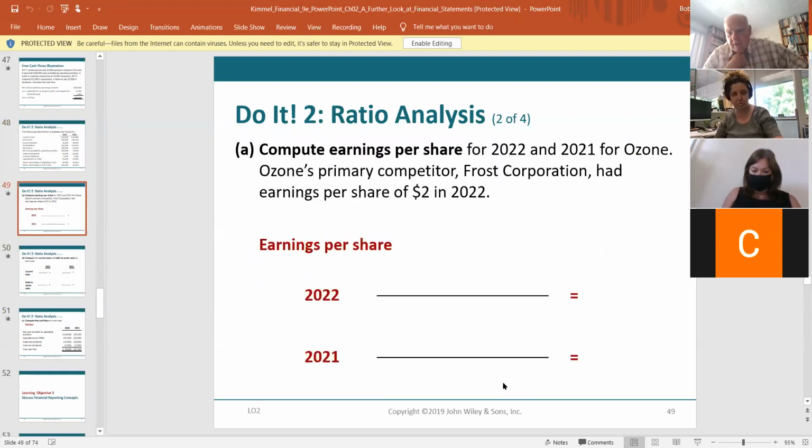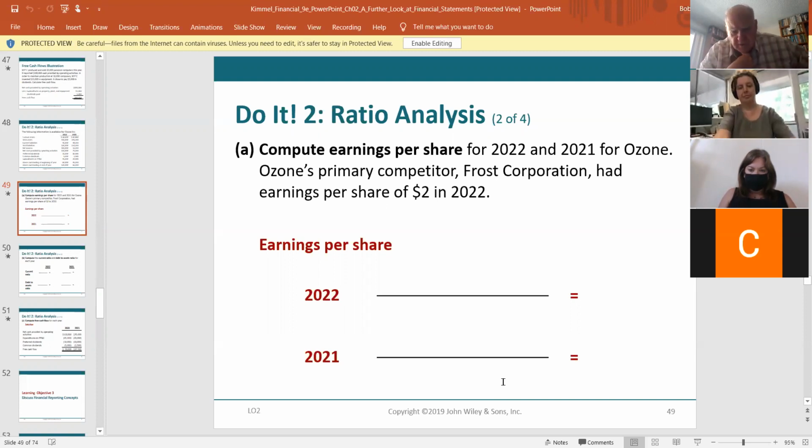Did we get that? Were you able to follow that, Kelly, for example? Okay. Ozone's competitor, Frost, had $2 per share. So it's just a matter of working with the formulas a little bit. It's not a matter of memorizing them. It's a matter of just understanding the information you're trying to extract.